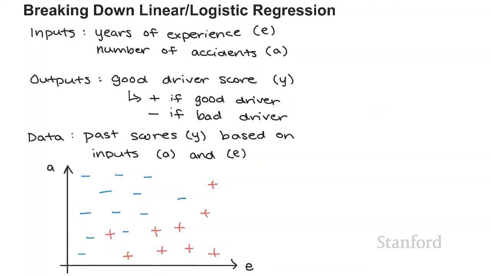Now, the goal of the learning algorithm is to figure out, based off of all of this data and past experiences, if, for example, it received a point here, which might correspond to someone who had driven for 9 years and got into 2 accidents, whether or not it should be a positive score or a negative score. And as humans, we're able to tell immediately off the bat that this should be a positive score. But we want the computer to be able to figure that out too.